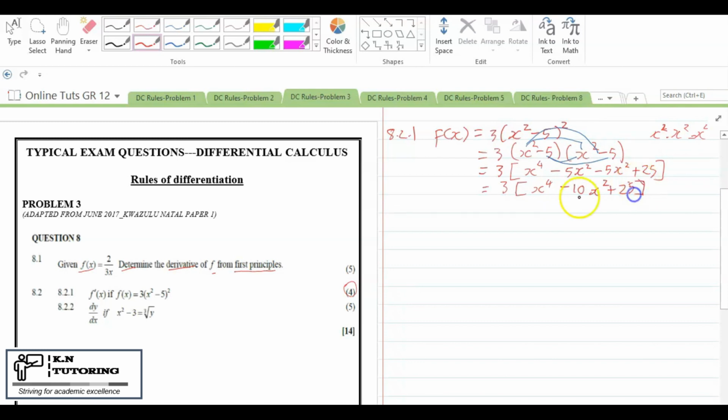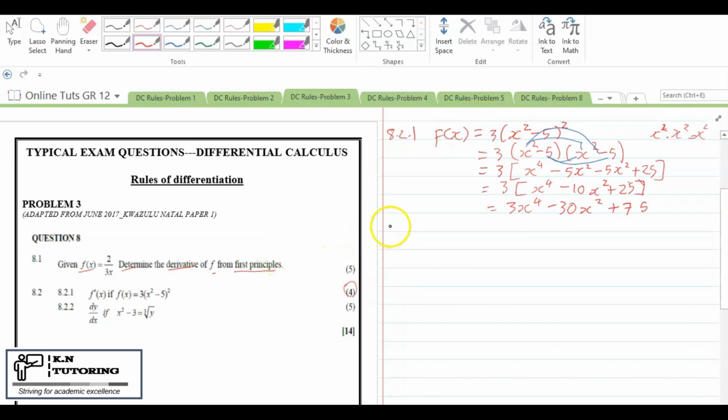Okay. Now I'm going to distribute and multiply everything inside the bracket by 3. It's going to have 3x to the exponent 4 minus 30x squared plus 75. Now that I don't have brackets, I don't have square roots, I don't have fractions, and I don't have variables at the denominator, since I don't have fractions, I can now start applying rules of differentiation.